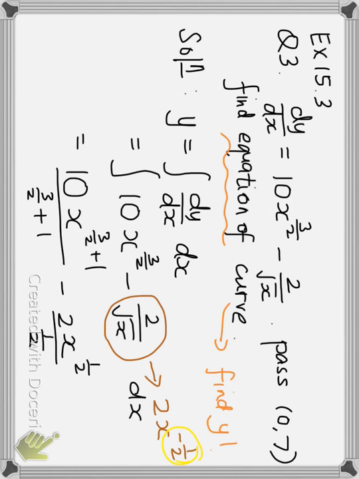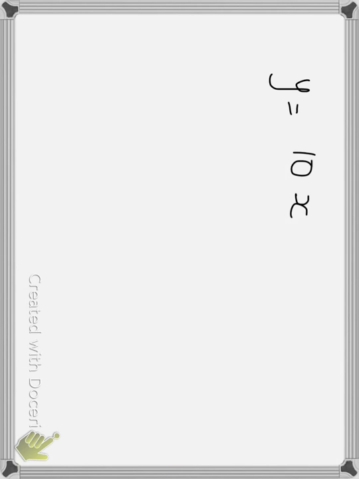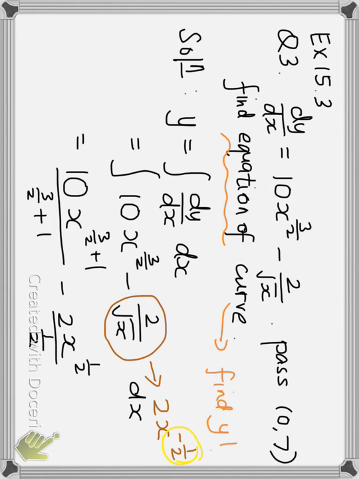Okay, then the next line we will have 10x to the power 3 over 2 plus 1 will be 5 over 2, yeah? And then you're going to divide by that same thing, right? So and then you multiply by 2 over 5, yes? Yeah. Okay, and then minus. So what happened here?